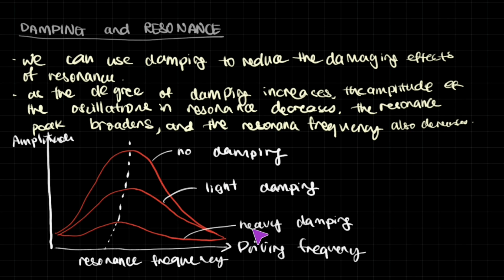So for the driving frequency, you have no damping, which means the amplitude is going to be extremely high and the peak is going to be much narrower. There's going to be light damping, and then heavy damping. And you can see that the maximum, the resonance frequency, actually decreases the more damping you put on it. In addition, the peak is also going to broaden.